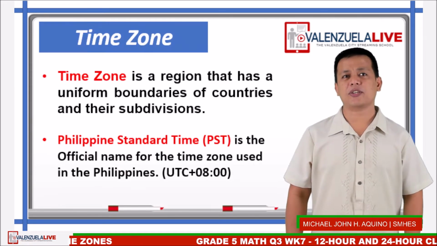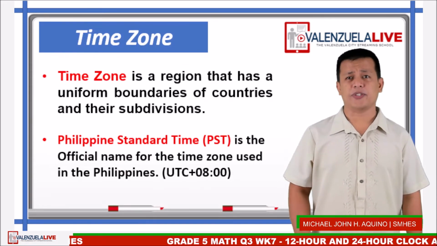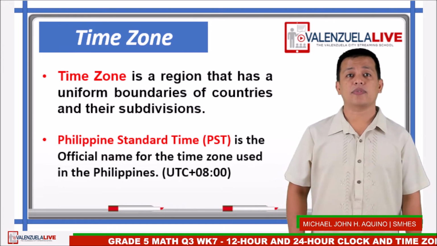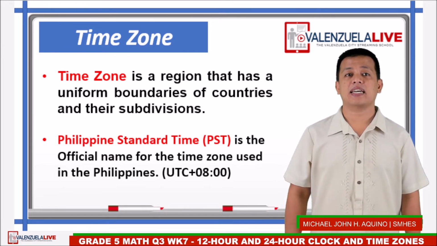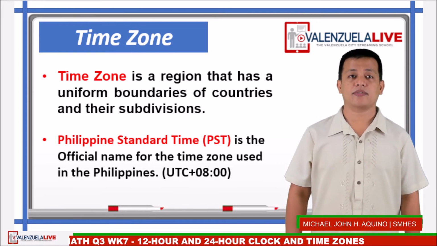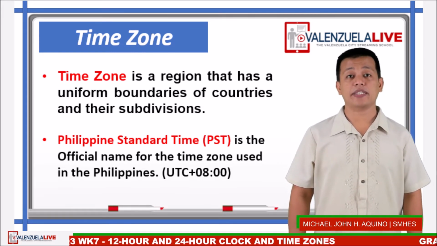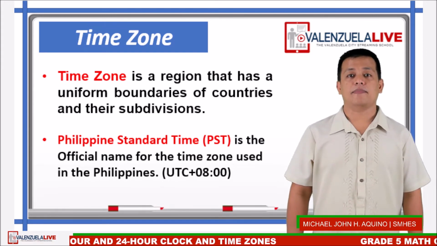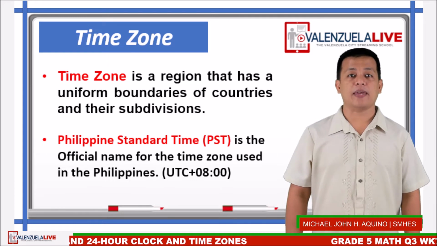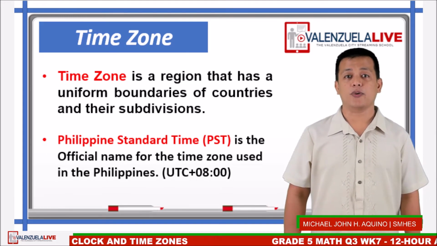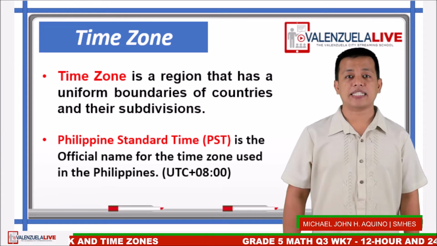I'll be discussing to you about time zone. So first, let's define what is time zone. Time zone is a region that has uniform boundaries of countries and their subdivisions. We also have the Philippine Standard Time or PST. It is the official name of the time zone used in the Philippines. So UTC plus 8.